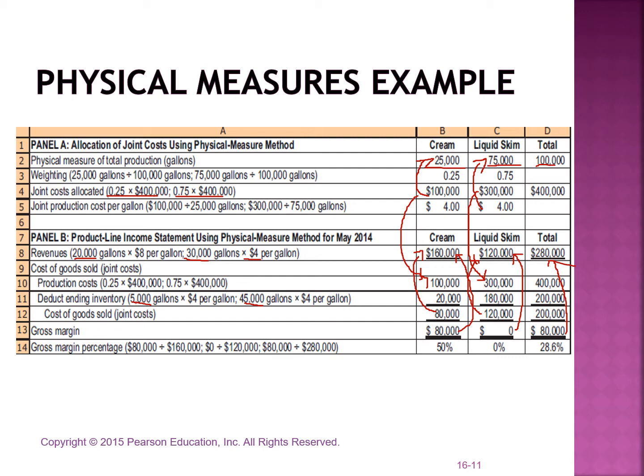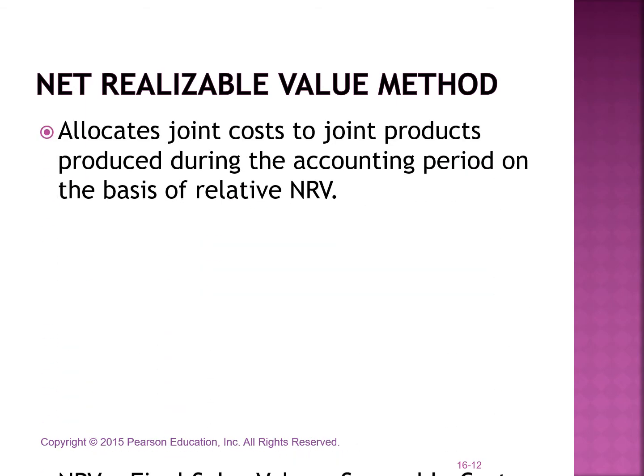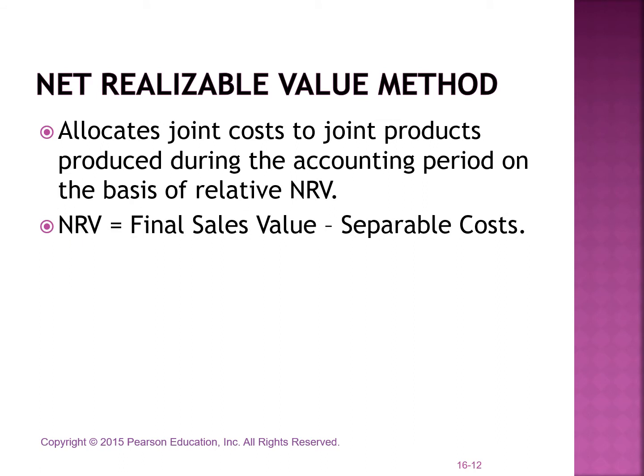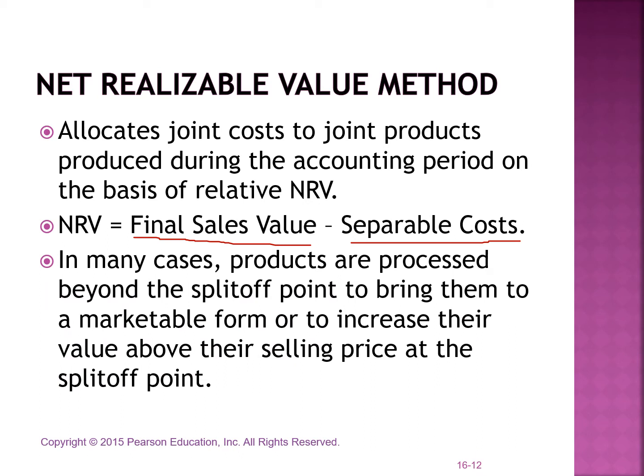Okay, this is the physical measure example. What about the net realizable value method? Actually, the net realizable value method is telling me that we have to have the final sales value minus the separable cost. We allocate the joint cost to joint products produced during the accounting period on the basis of relative net realizable value. In many cases, products are processed beyond the split-off point to bring them to a marketable form or to increase their value above their selling price at the split-off point.